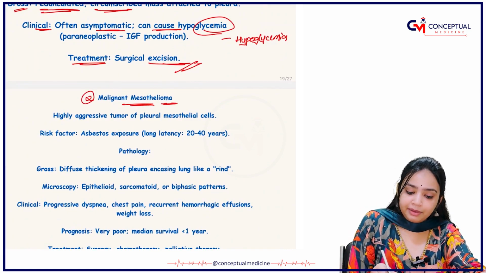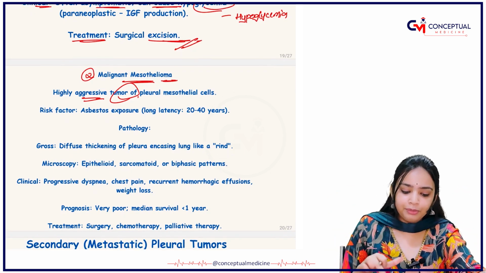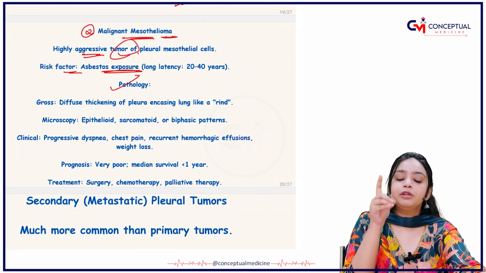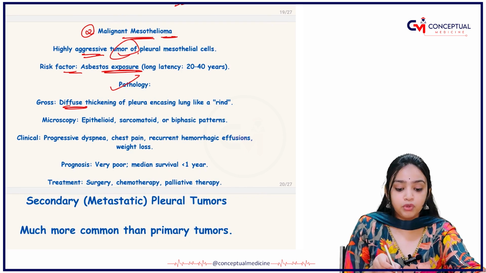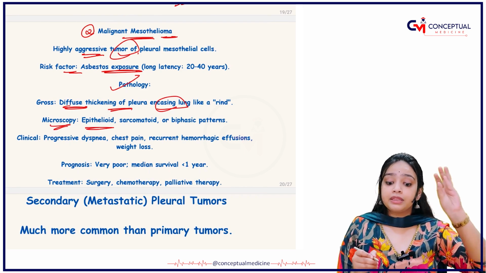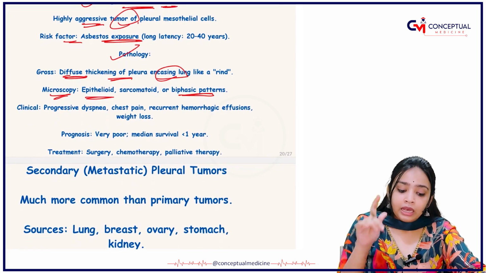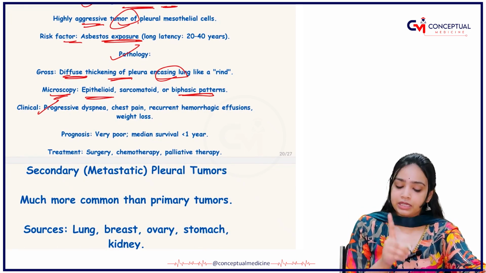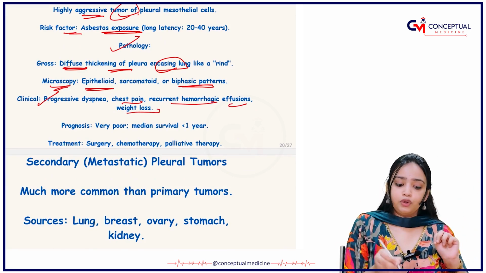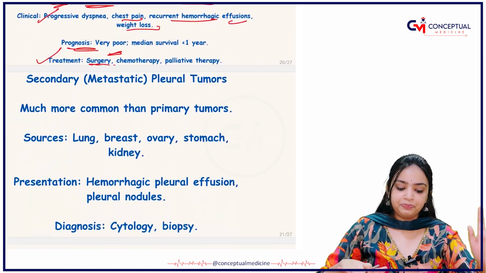Second you have is the malignant mesothelioma. It is a highly aggressive tumor, and the risk factor is asbestos exposure. In the pathology you will be able to appreciate in the gross the diffuse thickening of the pleura, and in the microscopy the epithelioid structure and a biphasic pattern. Clinically, the patient will present with dyspnea, chest pain, recurrent hemorrhagic effusions, and weight loss. Prognosis is very poor, and for treatment we usually go for the surgery.